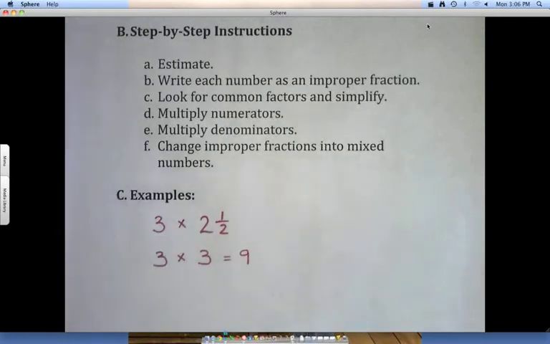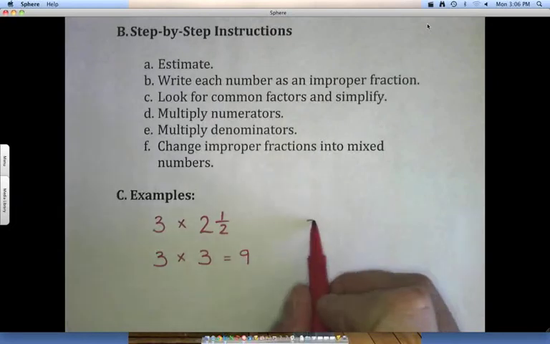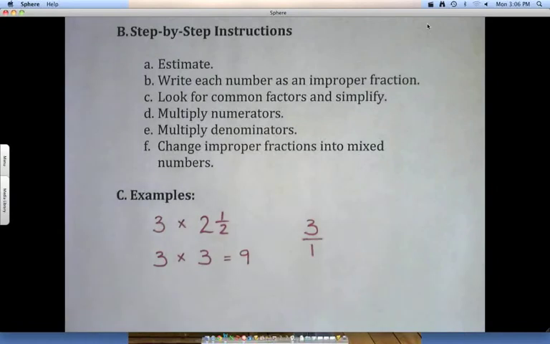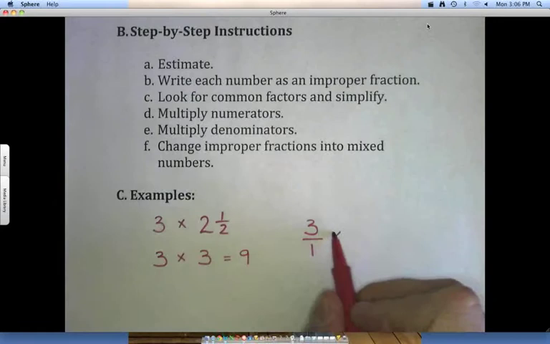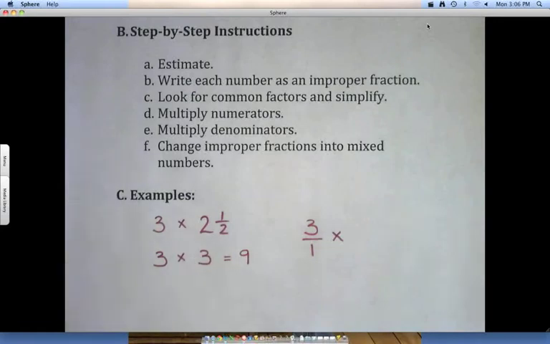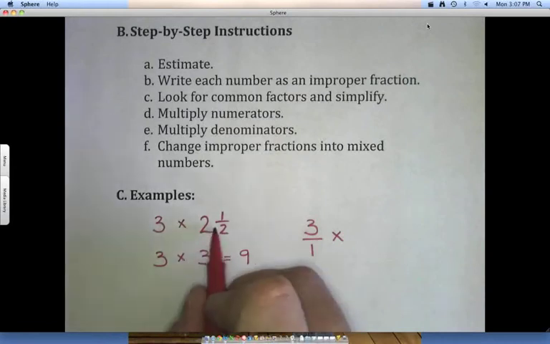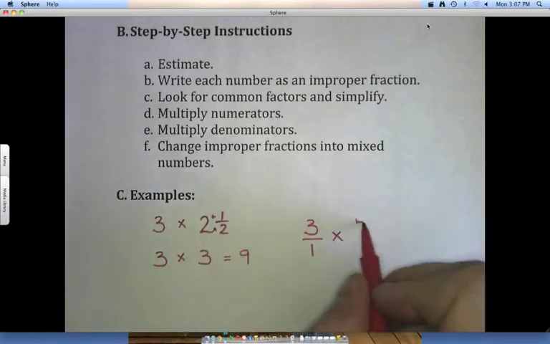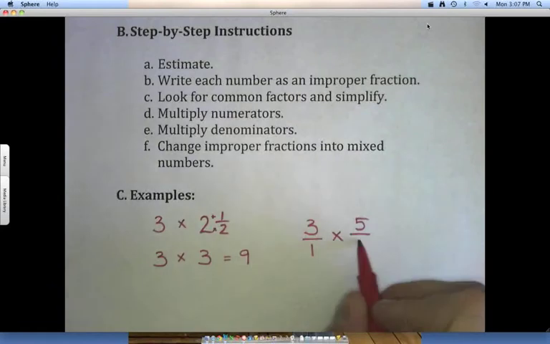I could do two things. First of all, I'm going to do my step-by-step instructions from up above. So letter B says now to write each number as an improper fraction. 3 is already an improper fraction because 3 as a fraction is 3 over 1. When I multiply it by 2 1/2, the 2 1/2 needs to be changed to an improper fraction. You do so by taking 2 times 2 and then adding 1. So 2 times 2 is 4 plus 1 is 5. My denominator stays the same as 2.